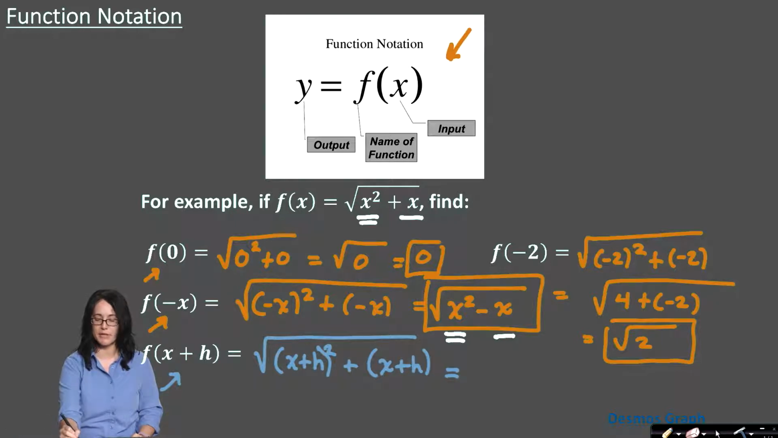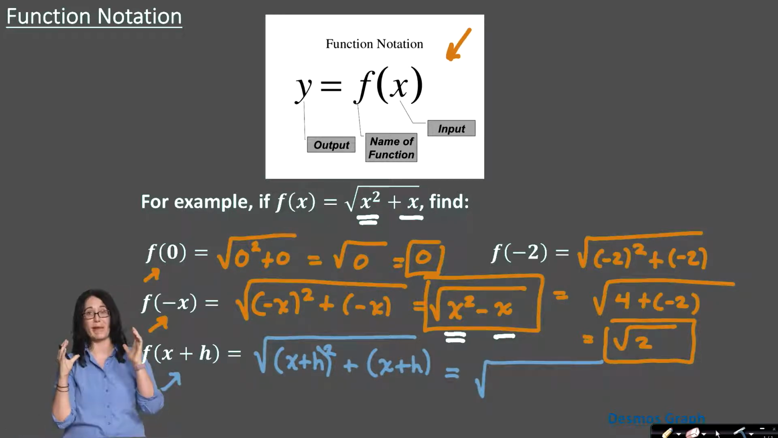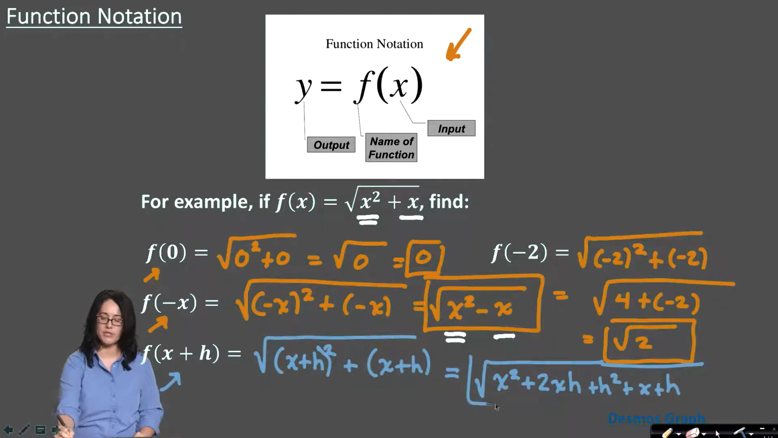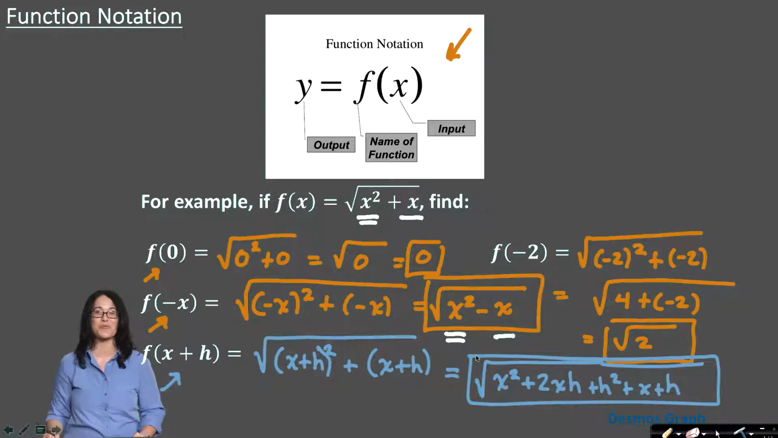So what is the result in this situation? Well, it turns out that if you were to actually FOIL, that's what you have to do when you have a binomial raised to a power, you multiply it by itself by FOILing, wouldn't you get x squared plus that middle term, 2xh, plus h squared plus x plus h, all under that radical. So this would be the expanded version of what's underneath that square root: x squared plus 2xh plus h squared plus x plus h. There are no like terms there, so you can't really consolidate anything any further. But that would be one way to write your output.